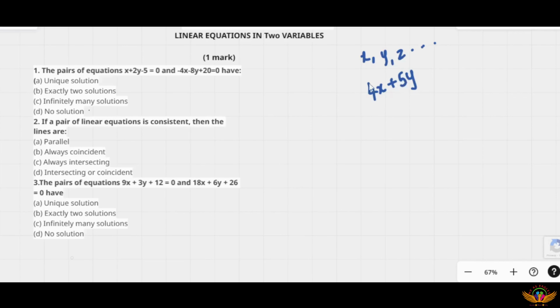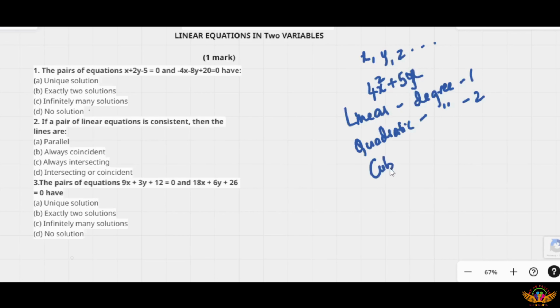So what is the meaning of linear? Linear means the degree of the variable must be 1. For quadratic the degree will be 2, so it will be like 4x square plus 5x and it just goes on. When it comes to quadratic equation we can go deeper. For a cubic equation the degree of the variable will be 3. This is the degree, which we also call a power or exponent. Based on the degree we define the equation.